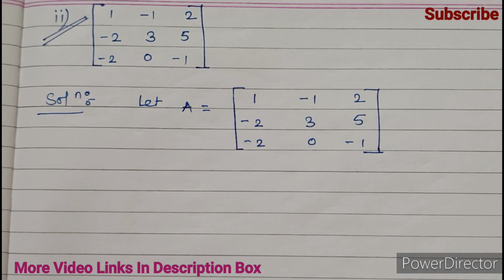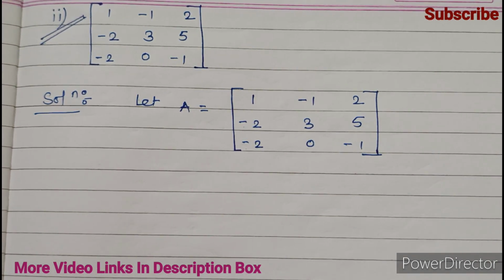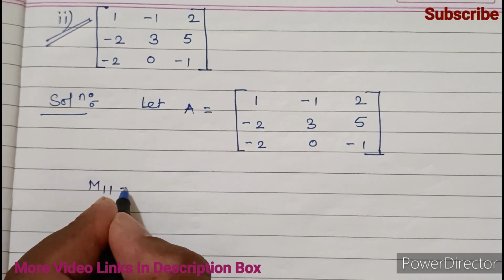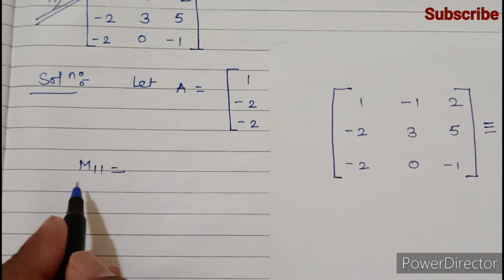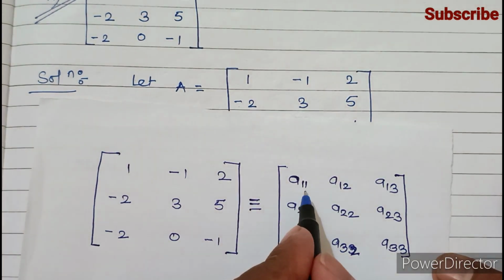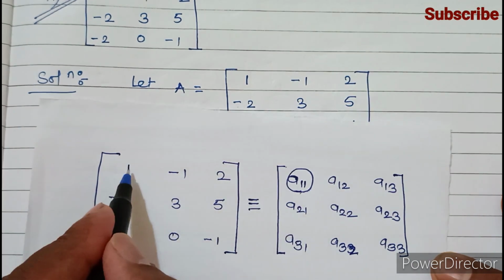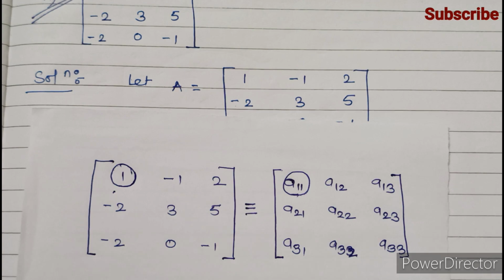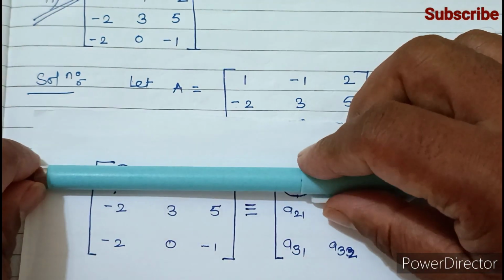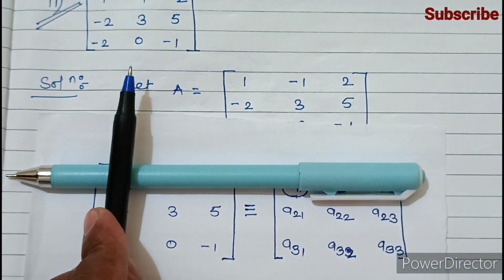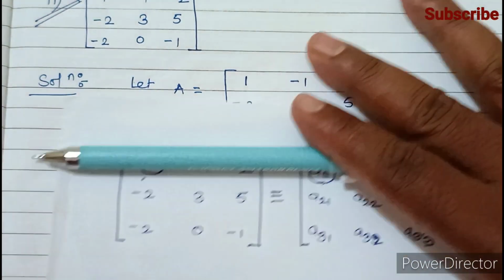We have to first find the minors, and then we can easily find the cofactors. Therefore m11, that is the minor of the first element. First we have to find m11, the minor of first row, first position. To find it, we drop the first row and first column. The remaining elements will be 3, 5, 0, minus 1.